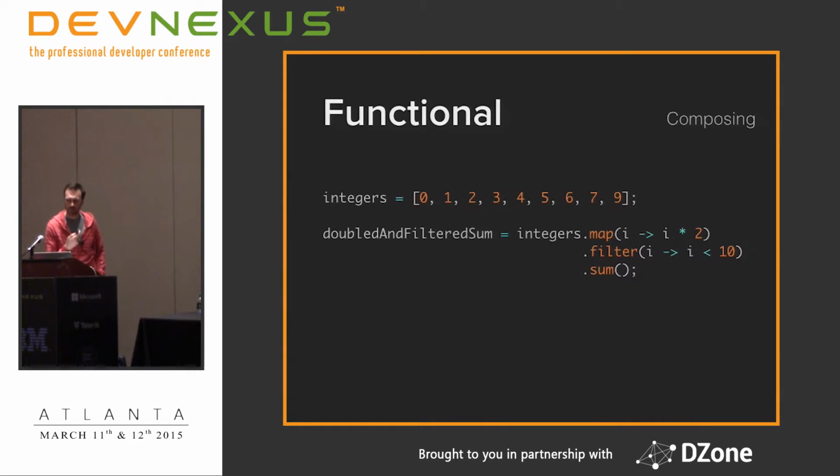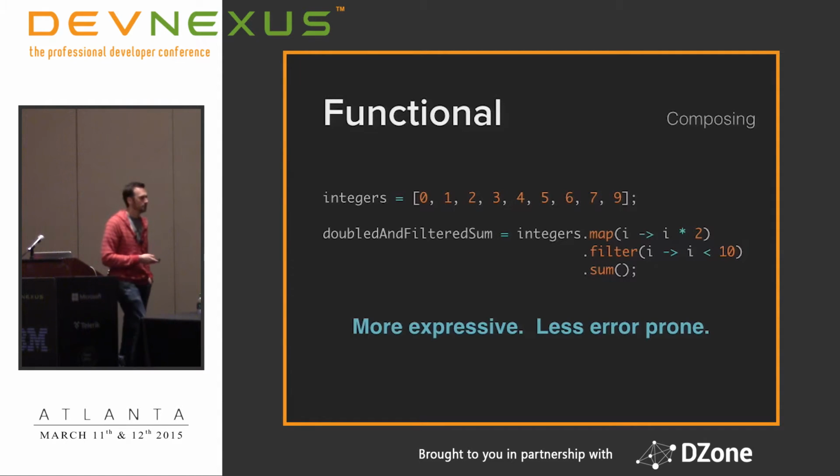Just say I want to take my integers, map it to this function, filter, and so on, all in line, and make very concise code. And you end up with more expressive code, and it's a lot less error prone.